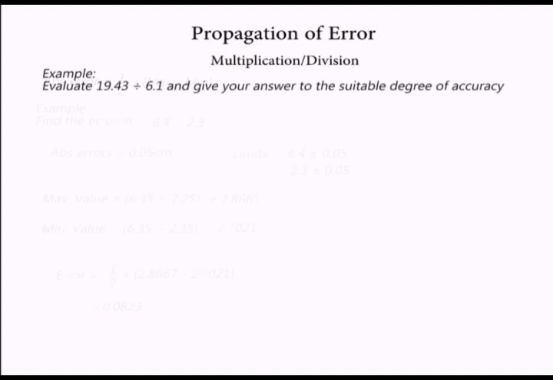And finally, evaluate 19.43 divided by 6.1 and give your answer to a suitable degree of accuracy. Now, the suitable degree of accuracy is the number of significant figures in the least accurate of the two numbers. In this case, 6.1 is less accurate compared to 19.43, and so we divide normally and then give the answer correct to two significant figures. 19.43 divided by 6.1 is 3.1852. Two significant figures will give us 3.2.